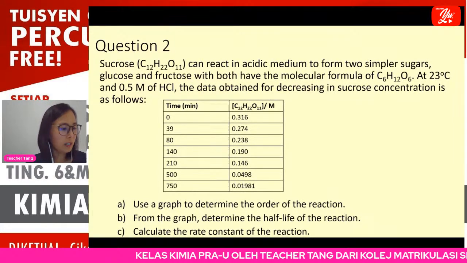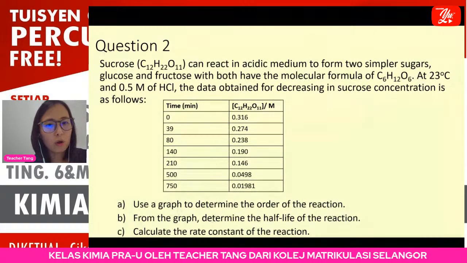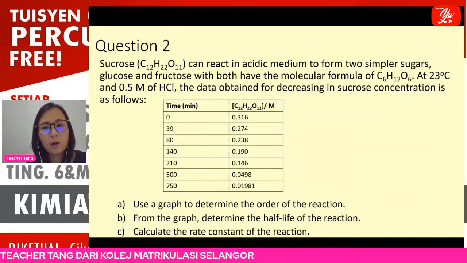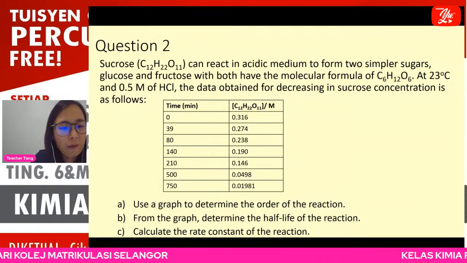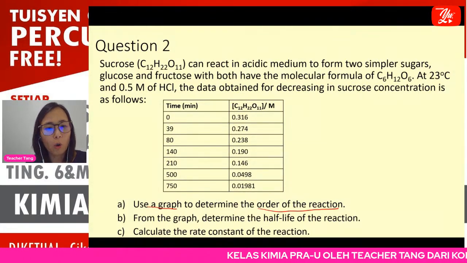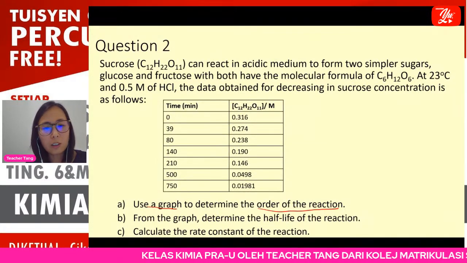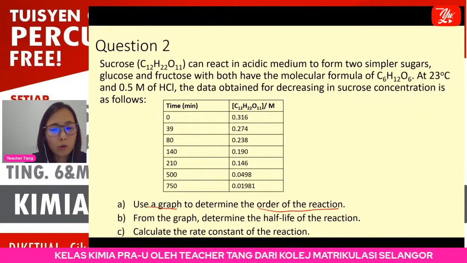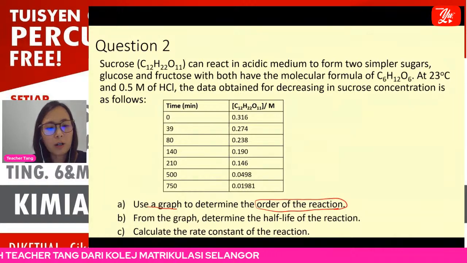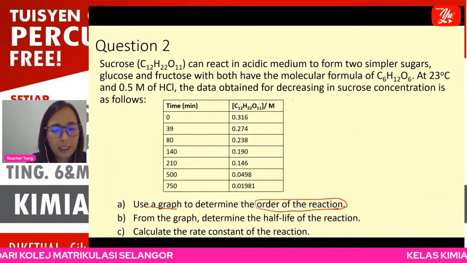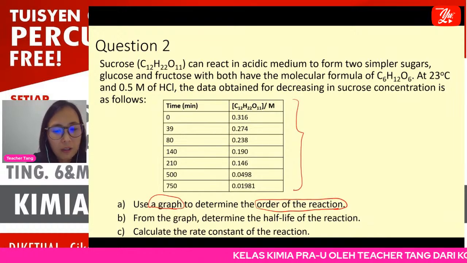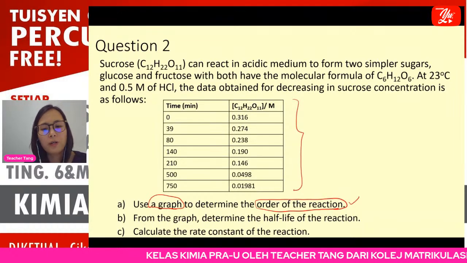Now we move on to look at question number 2. In question number 2, the question asks to use a graph to determine the order of the reaction. So how to determine the order of reaction? Again, we need to determine it based on the experimental data. For this question, they want you to use the experimental data, plot a graph, and from the graph, deduce the order of the reaction.